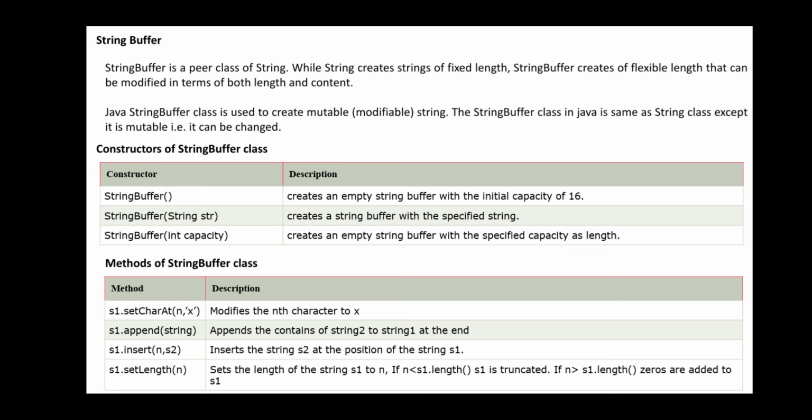What you can understand from this one is that growing and shrinking can be done by using the StringBuffer class. So these are the different types of methods you have within a StringBuffer class. What you can understand from this particular thing is that a String is of fixed length. When you want a flexible length or a variable length, you can use the StringBuffer class.